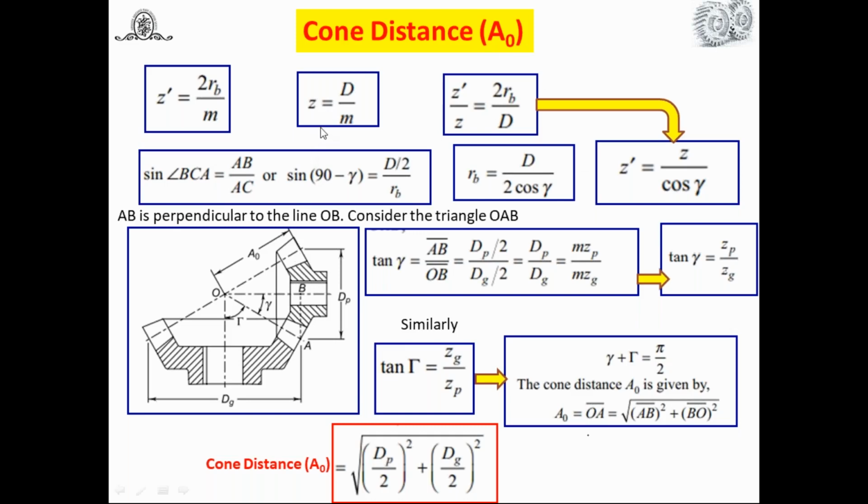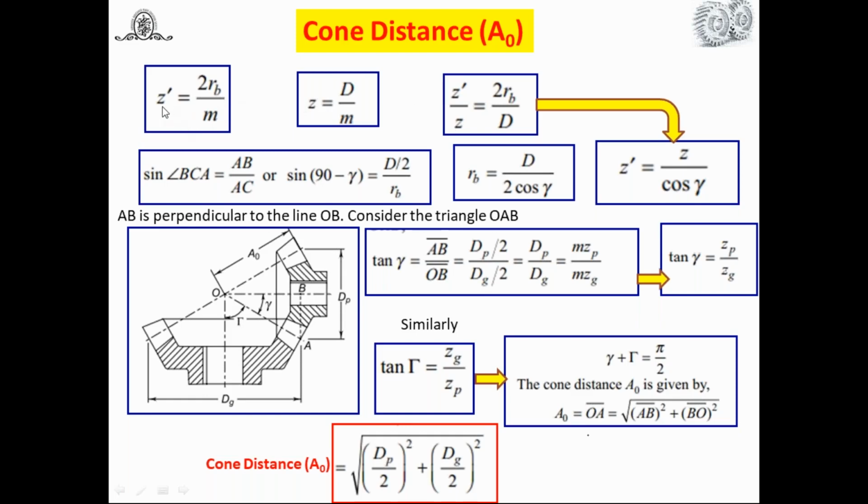Then second, Z is equal to capital D by M, as usual for a bevel gear. For a bevel gear, what is the number of teeth? D upon M, where capital D means the pitch circle diameter at the large end upon module. And in this case, for the formative spur gear as shown in the earlier figure, it is 2 RB upon M.